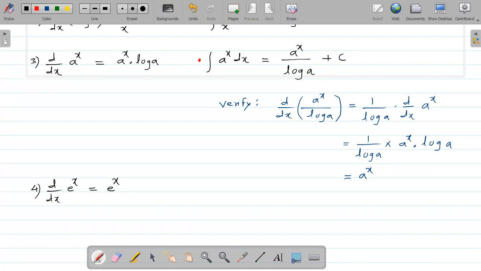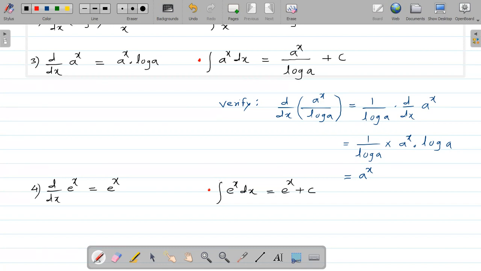Okay, now what about the integration here? Now as the derivative of e raised to x is e raised to x, so the integration of e raised to x with respect to x is also e raised to x plus constant. Actually, d by dx of e raised to x is equal to what? e raised to x into log e by the above rule, but log e is always 1. So as a standard function we keep the derivative of e raised to x as e raised to x. So the integration of e raised to x is equal to e raised to x plus c.